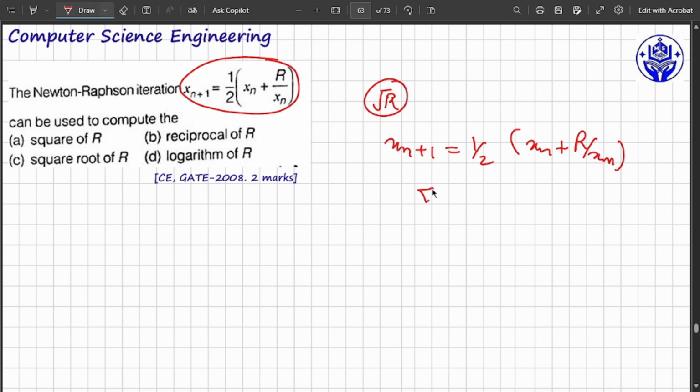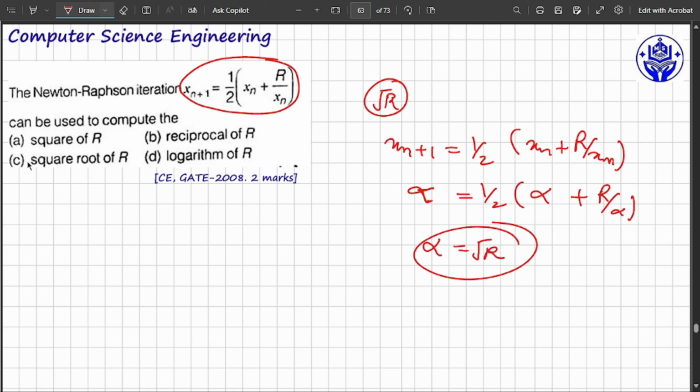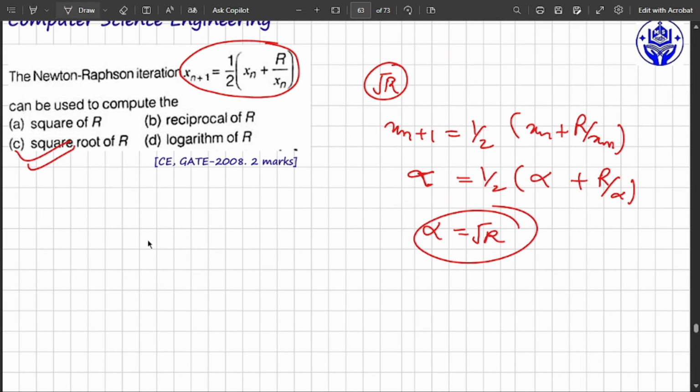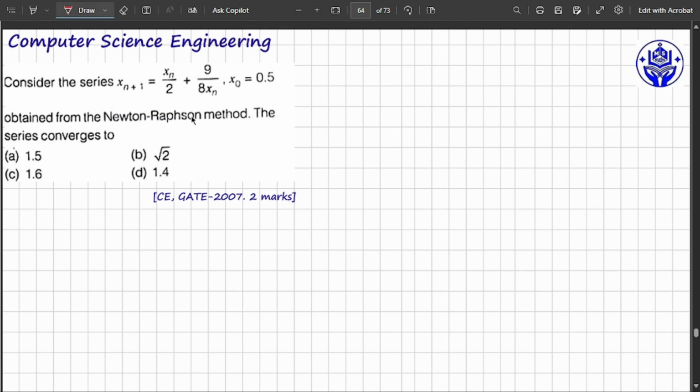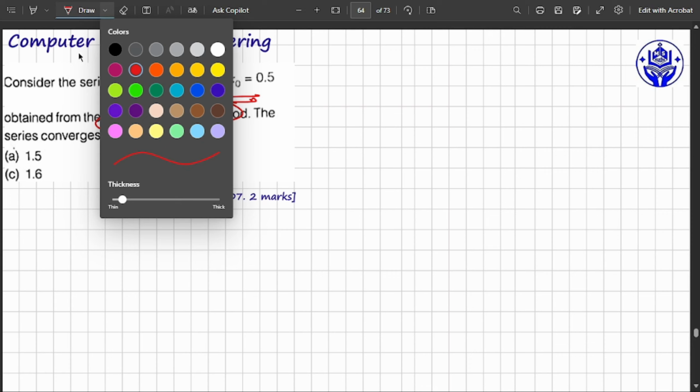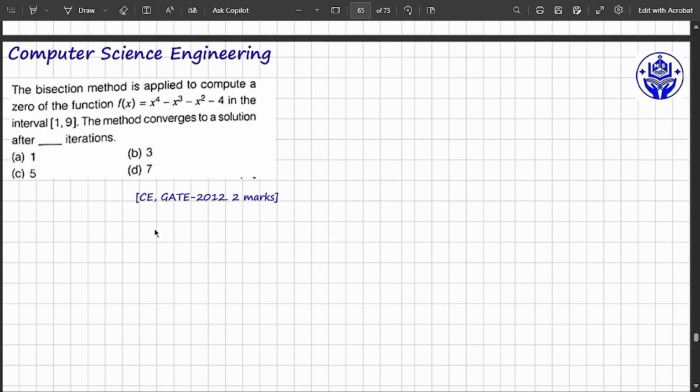Now if it is alpha, alpha is equal to 1/2 (alpha + r/alpha), because of that the root of the function is the same. Now we can solve this equation. We will get alpha is equal to root of r. So this is basically the square root of r. Again, this is the solution using the Newton-Raphson method. It is a more frequently asked question in this case.